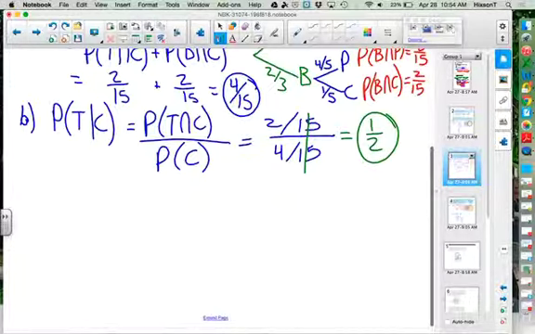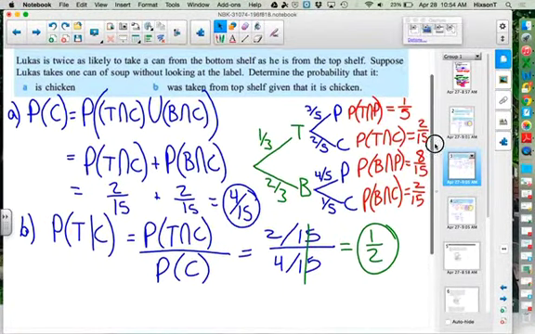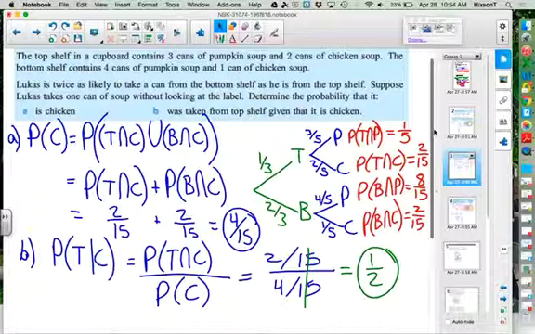I have a question. I tried to do it where I just eliminated the choices between chicken and pumpkin. I don't know why that doesn't work, because that just makes sense logically. Just looking at it, the first step between top and bottom, since you already know it's chicken. I got a 33% chance that it's from the top shelf because I just eliminated the choice between pumpkin and chicken.